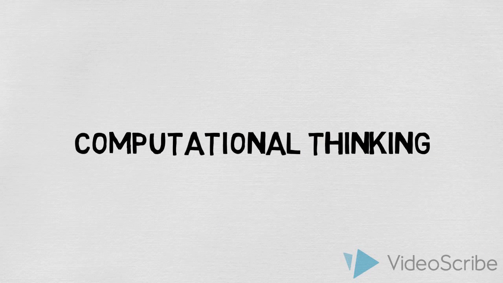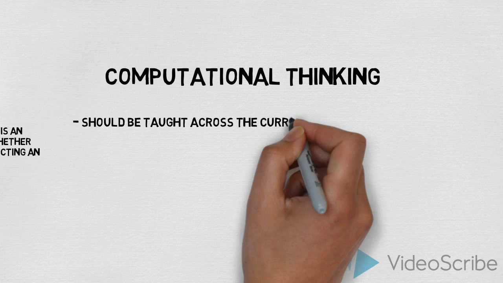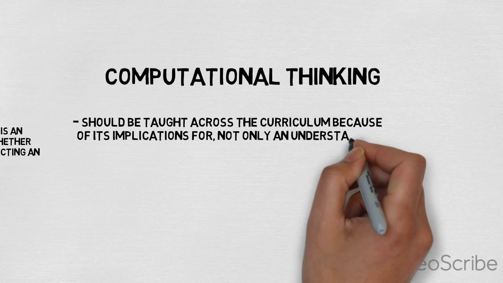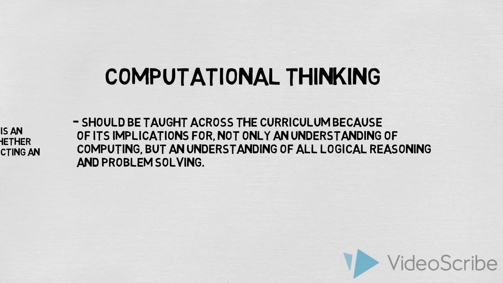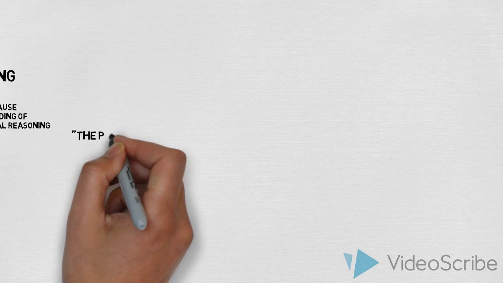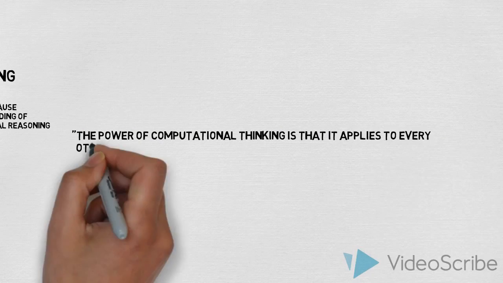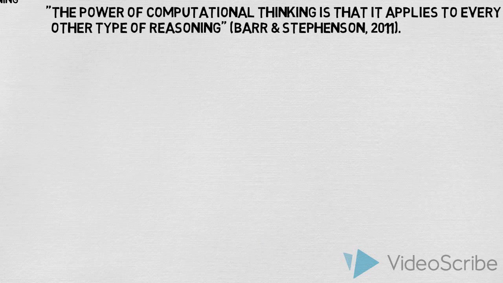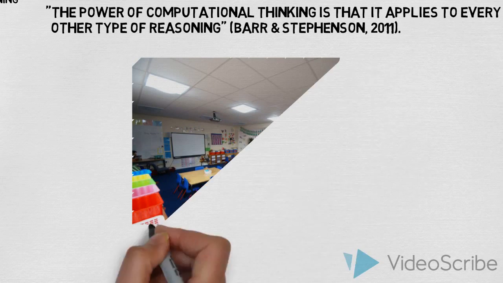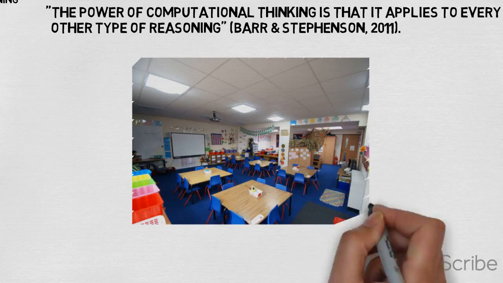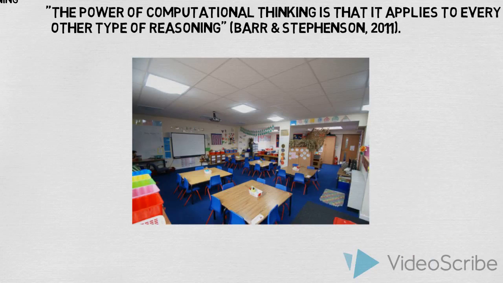From the evidence above, it is clear that computational thinking should be taught across the curriculum because of its implications for not only an understanding of computing, but an understanding of all logical reasoning and problem solving. Barr and Stevenson emphasise this by stating that the power of computational thinking is that it applies to every other type of reasoning. In addition, computational thinking requires pupils to think both creatively and critically.